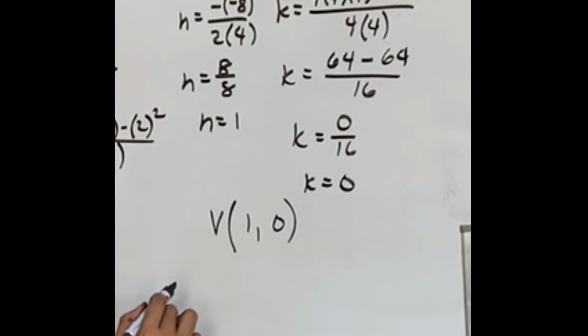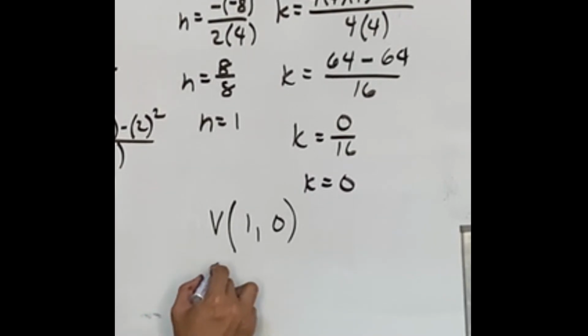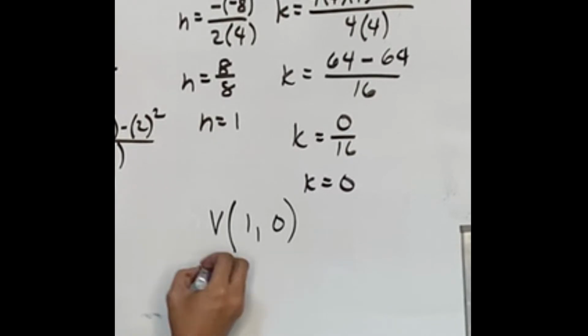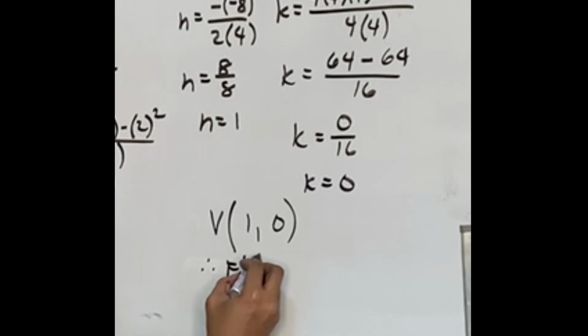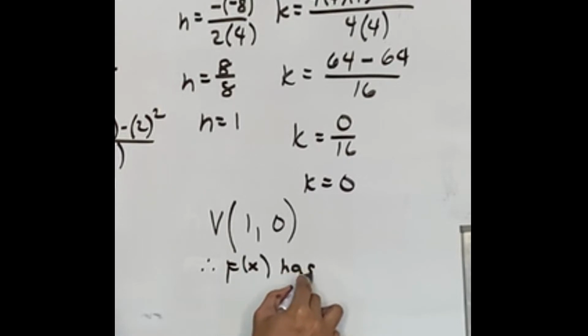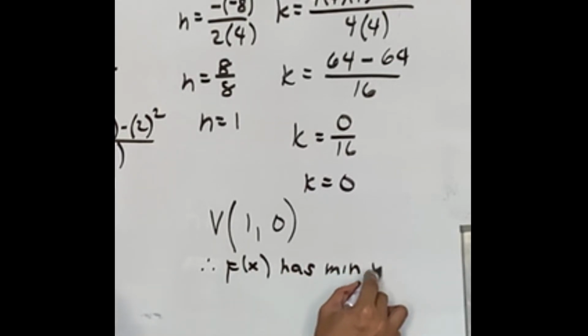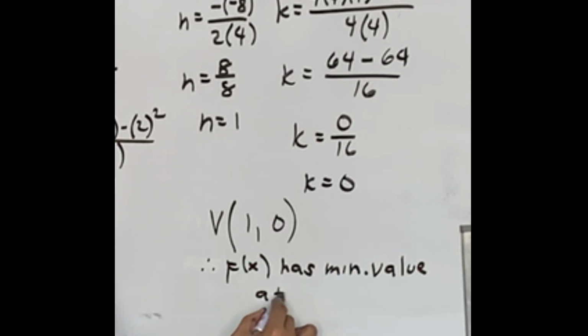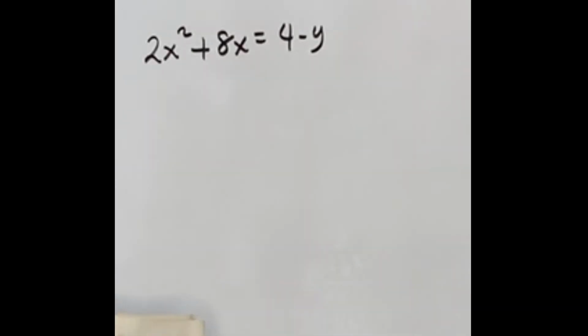Since the value of a is greater than 0, therefore, f of x has a minimum value at y is equal to 0. Now let's have 2x squared plus 8x is equal to 4 minus y.